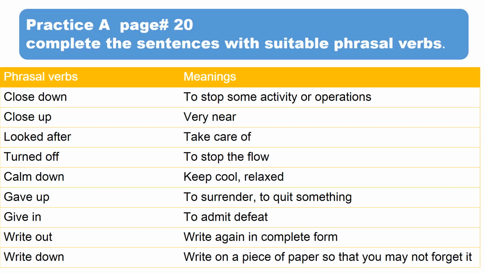Next exercise is practice A. Complete the sentences with suitable phrasal verbs. You are given 9 phrasal verbs, and there are 4 sentences in which you will place suitable phrasal verbs. I have written all the meanings here for you. Look at these meanings and choose the right option and fill in the blanks in practice A.